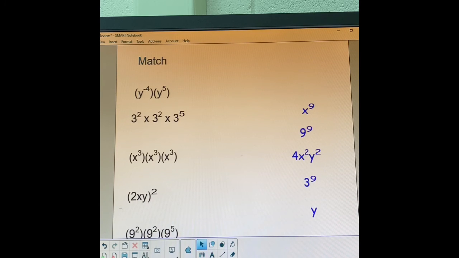Multiply each monomial and match to find the correct answer. When we multiply like bases, we add exponents.